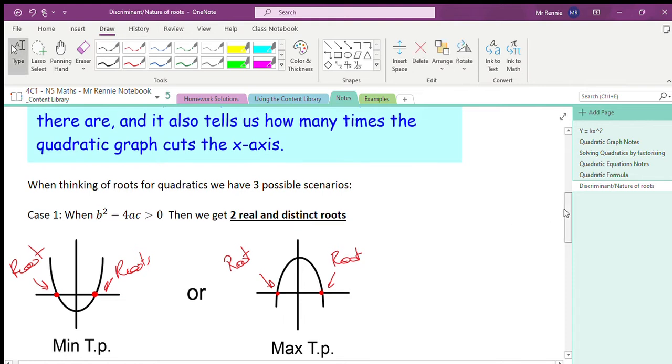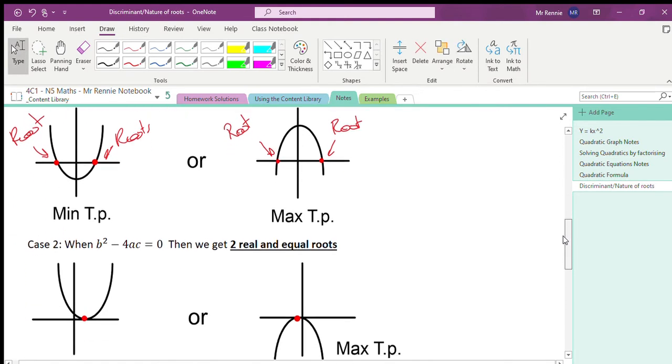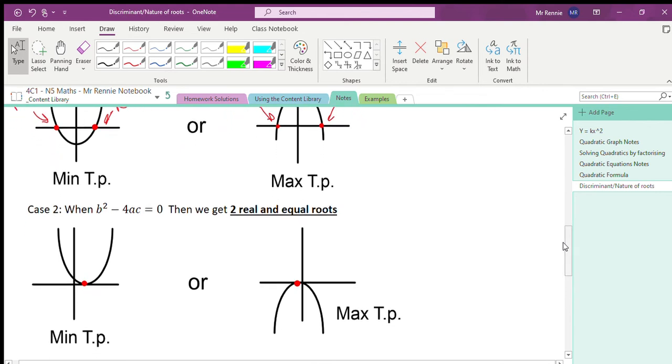If we work out the discriminant, so b squared minus 4ac, and we get the answer to be equal to 0, then that's the second case. That means we have two real but equal roots. They are equal to each other. You'll see here in my examples what that would look like. The curve would come down, turn and go back up, but it would turn on the x-axis. Or if it was a maximum turning point, it would come up, turn, go back down, and again it would turn on the x-axis.